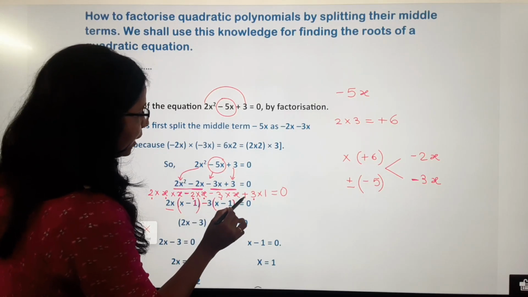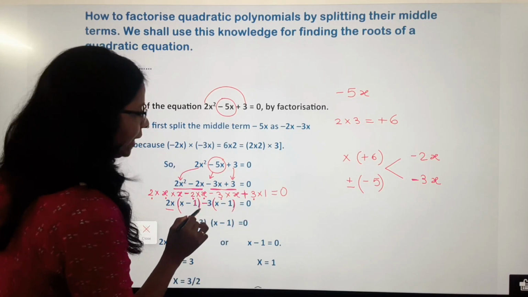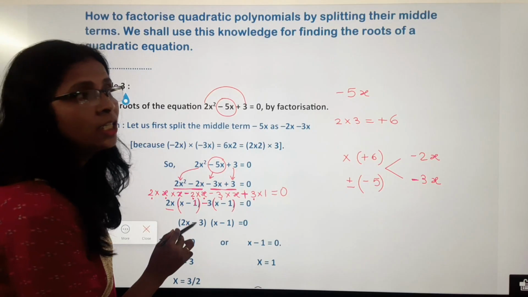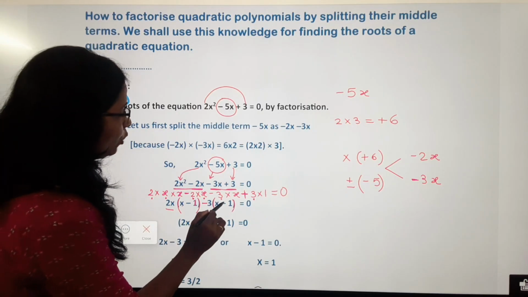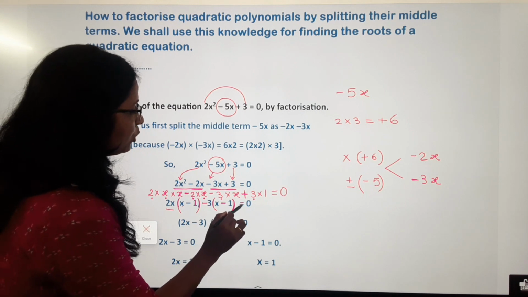That is x. Here is a plus sign. See, here is a plus sign, but outside the bracket there is a minus sign, and so we change the sign inside the bracket. So it will be minus 1. So x minus 1 in the bracket, which is equal to 0.